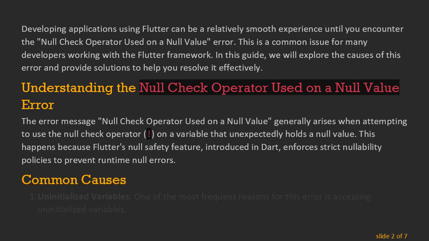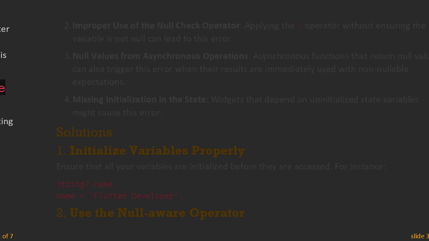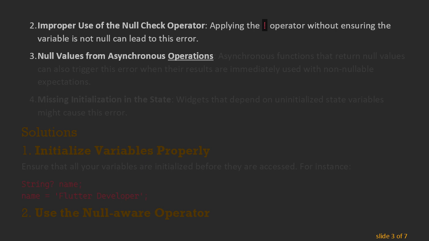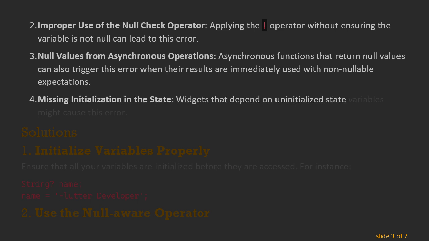Common causes. Uninitialized variables. One of the most frequent reasons for this error is accessing uninitialized variables. Improper use of the null check operator. Applying the operator without ensuring the variable is not null can lead to this error. Null values from asynchronous operations. Asynchronous functions that return null values can also trigger this error when their results are immediately used with non-nullable expectations. Missing initialization in the state. Widgets that depend on uninitialized state variables might cause this error.